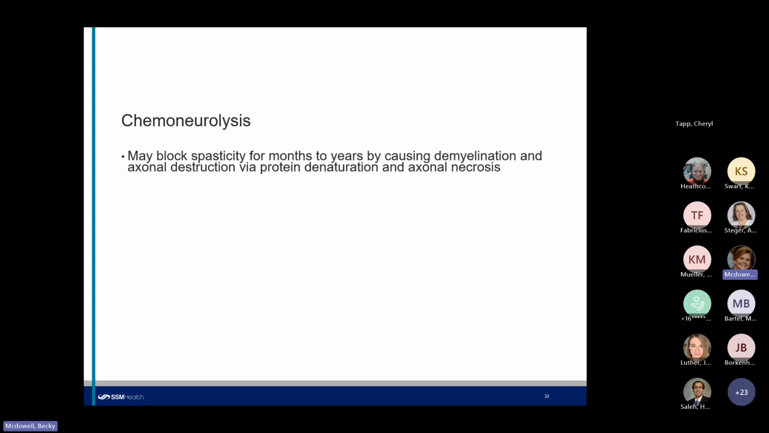Chemoneurolysis. This is done to cause a block in the spasticity that may last months to years. We do this by causing demyelination and axonal destruction via protein denaturation and axonal necrosis. When doing this, because of the harm it can cause, you definitely want to use electrostimulation, EMG guidance, and ultrasound guidance usually.